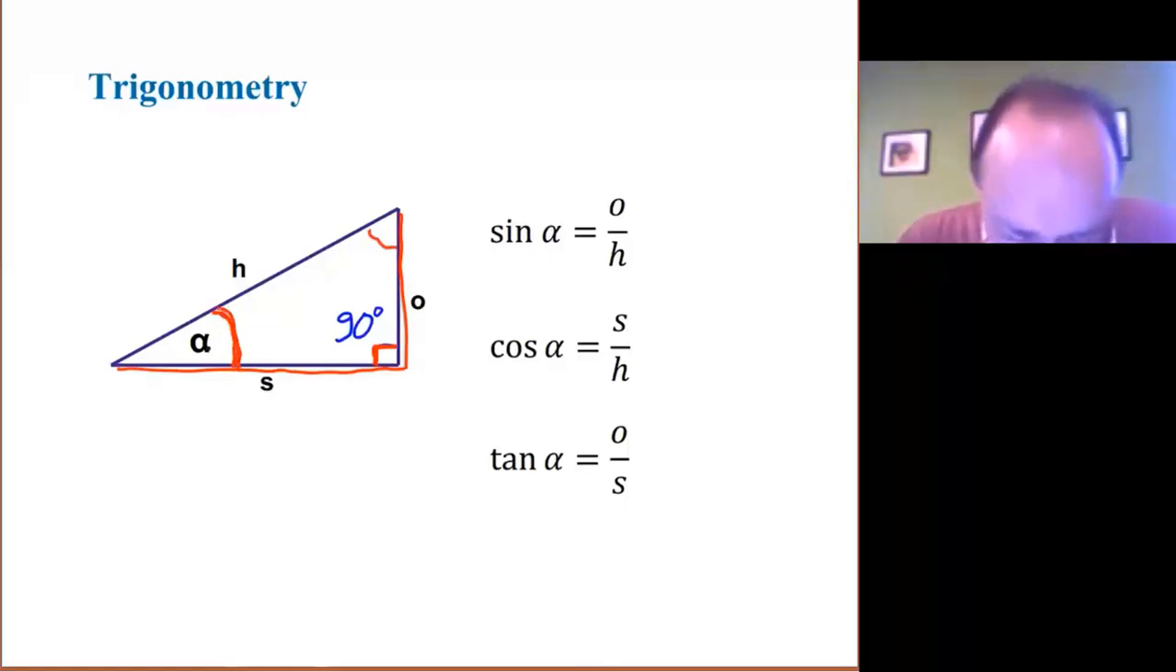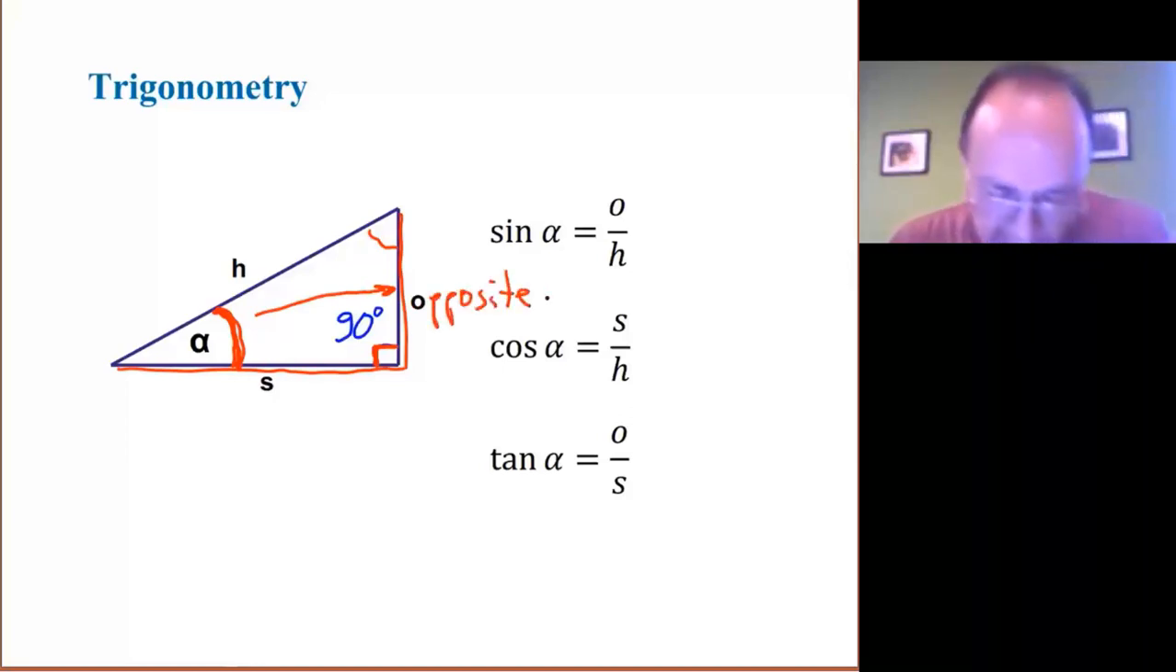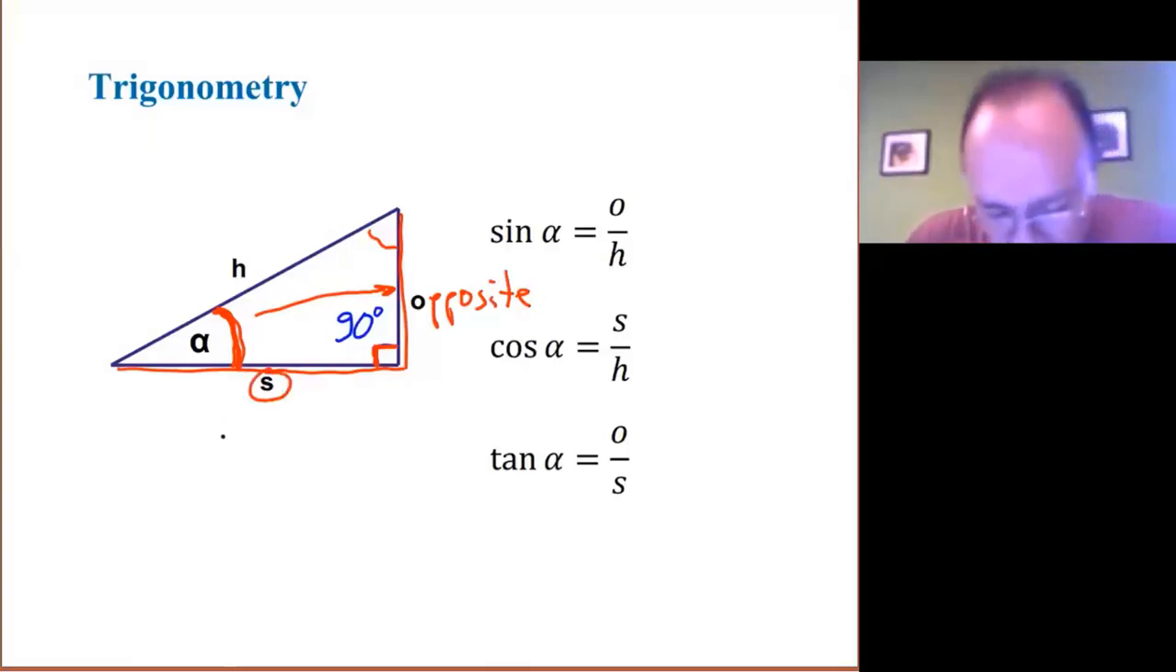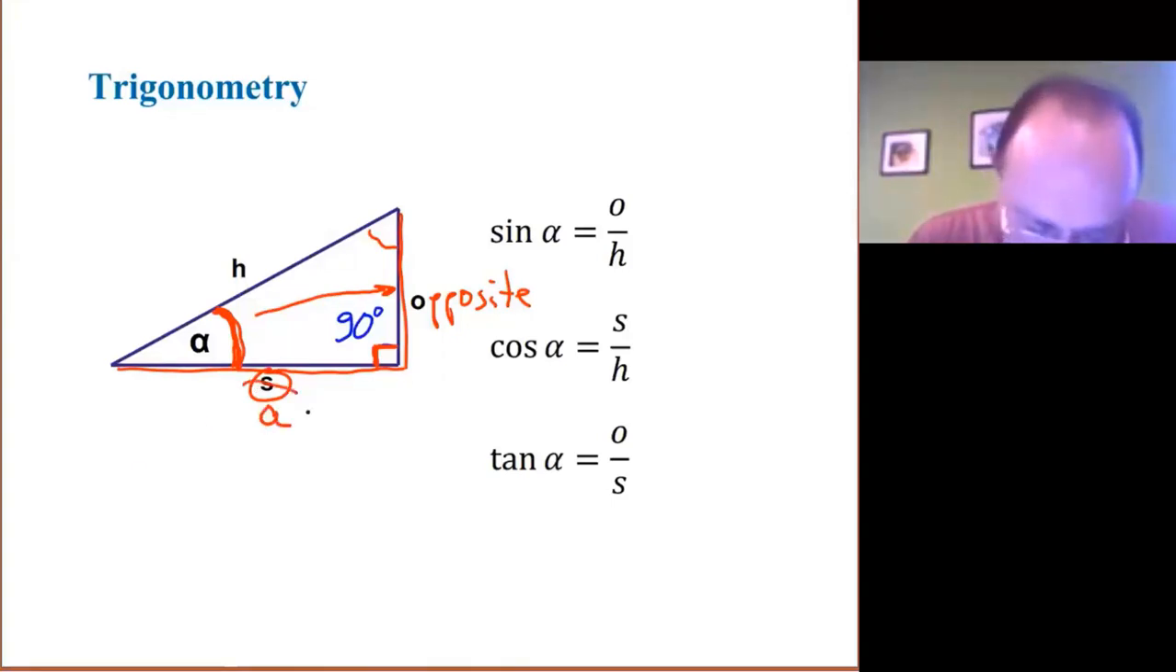If you're talking about the alpha angle, which is one of the other two angles in the triangle that are not 90 degrees, then there is one side that is in front of the angle, which here I put an O for opposite side of the angle. And I put S here for side, so you know what? Let's change this S to A for adjacent.